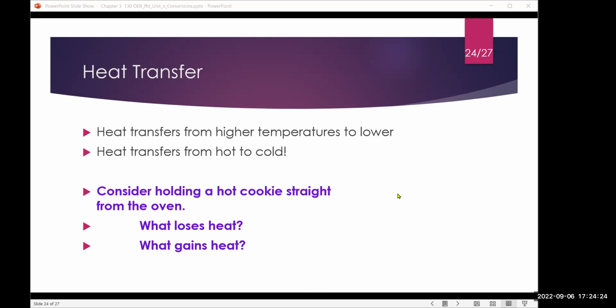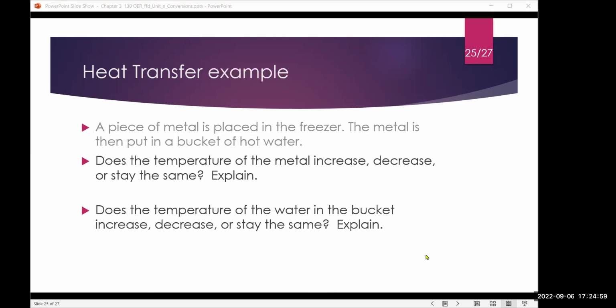So if you got a cookie and we cooked it and you take the cookie out, what's happened here, who loses the heat? Obviously the cookie. The cookie is hot. Your hand gains the heat and that's why it burns, okay? Because it gained the heat that the cookie had. Even more, the temperature of the cookie drops as your hand touches it, because it transfers that energy, and the temperature of your finger goes up because it picked up the energy. Okay, and this is true here for a piece of metal that is placed in the freezer, and then you place the metal in the bucket of water.